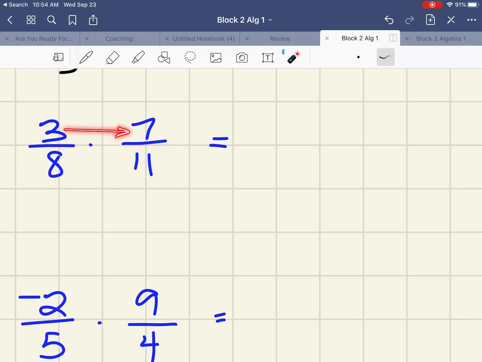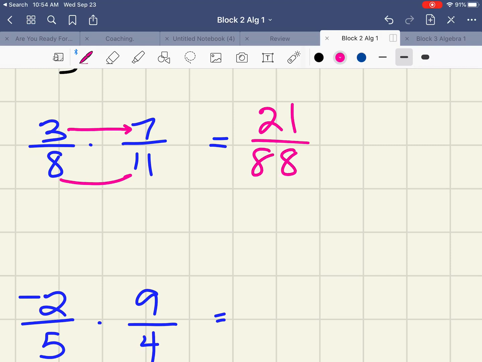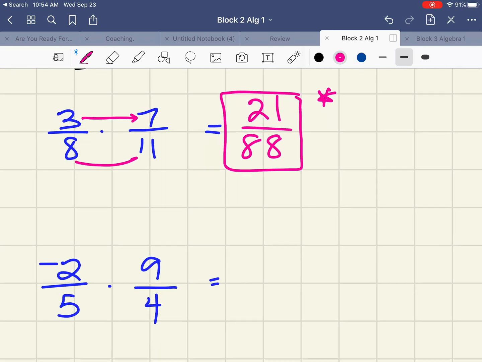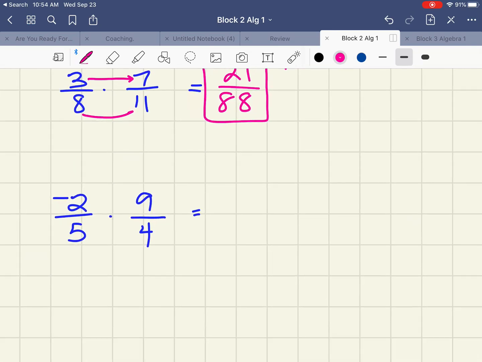All we're going to do is multiply the top numbers. So it's 3 times 7, which is 21. And it's 8 times 11, which is 88. And that number is already reduced, so it is my answer. I don't need the decimal for that. I just want the fraction. So top times top, bottom times bottom. Let's try this here.